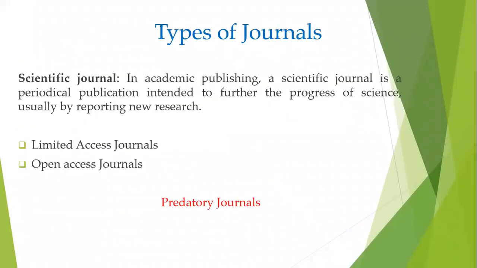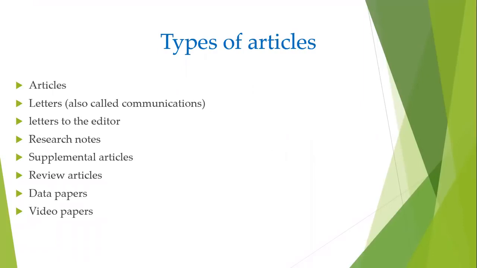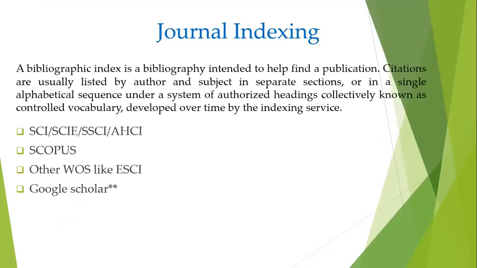In the last lecture, we have already seen what peer review is and what the different types of journals are. And we also saw what the different types of articles are. So right now we'll talk about what basically journal indexing is and why it is so important for any researcher, why it is so useful to understand it very clearly.